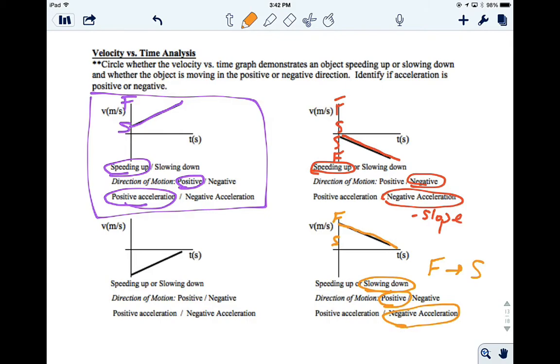Continue on down to the lower left-hand corner. So remember, fast, slow, slow, fast. It's going from fast values to slow values. So it's going from a big velocity to a small velocity, so it's slowing down. It's in the fourth quadrant, so it has a negative direction. And it has a positive slope, so a positive acceleration.